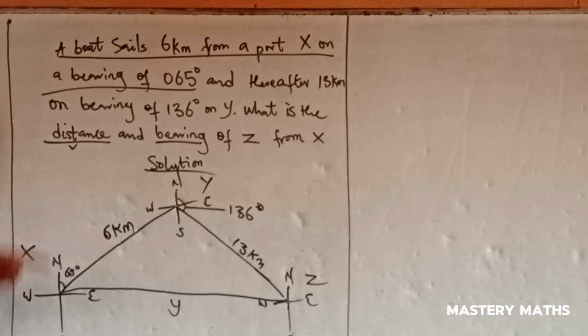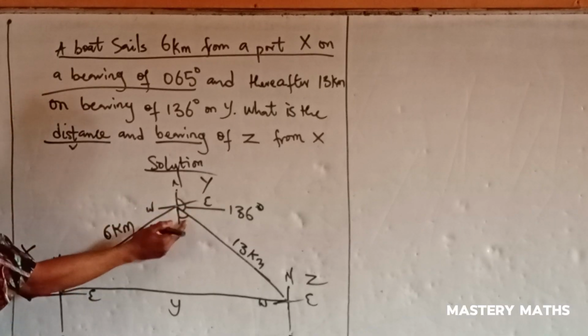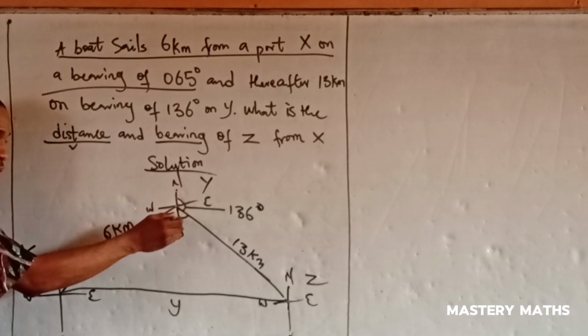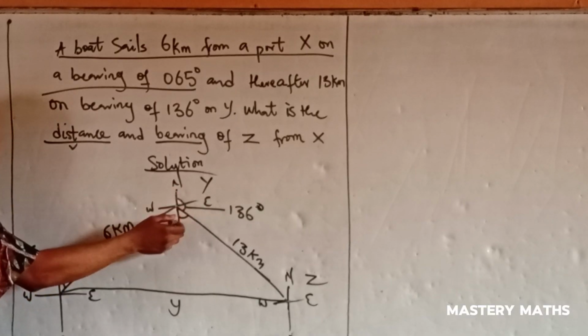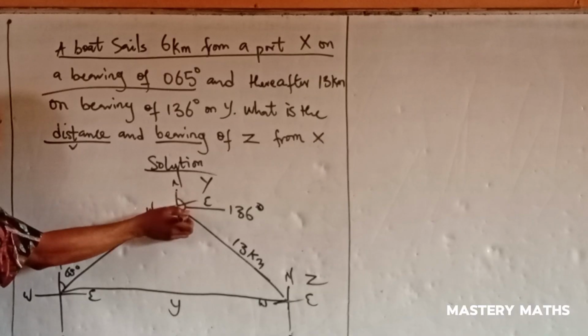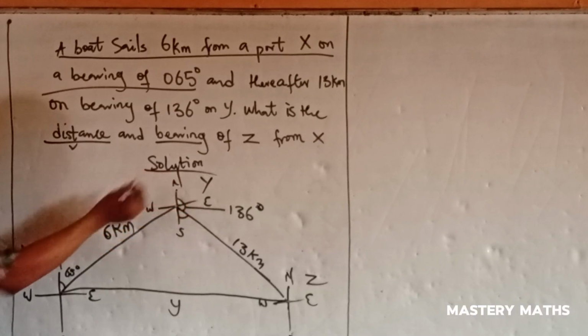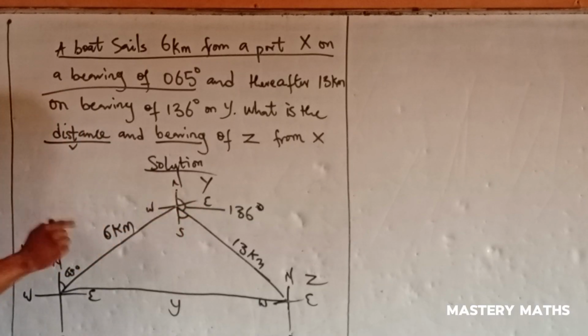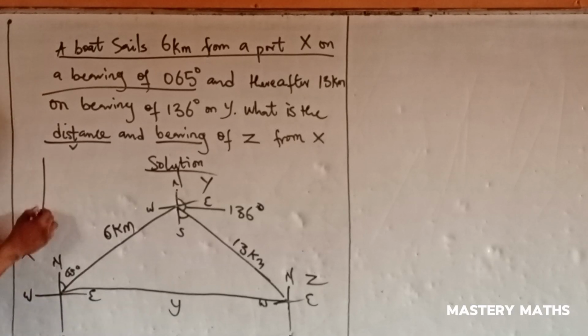Now, how do we get the degree? If you look into it very well, we need to get a degree here. Now, how do we get this here? If you look at the bearing very well, I told you the bearing from north to south is 180. Now, if from north to south is 180, and already we've gotten from here to here, which is 136, how do we get the remaining part? If from north to south is 180 degrees, let me draw it here. It looks like this.